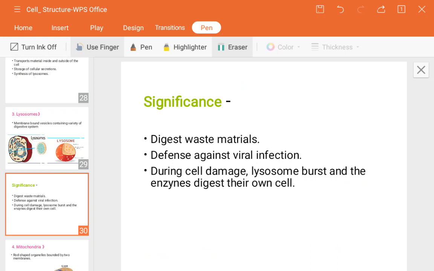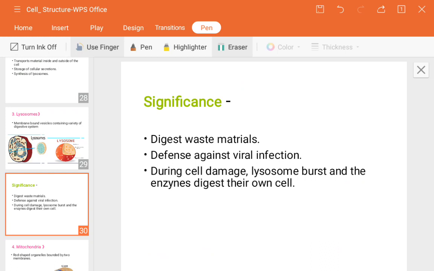Next, during cell damage, lysosomes burst. So what happens whenever some injury happens to a particular place? We know that our skin and every part of our body is made up of cells, which means the cell organelles are obviously also present in them.